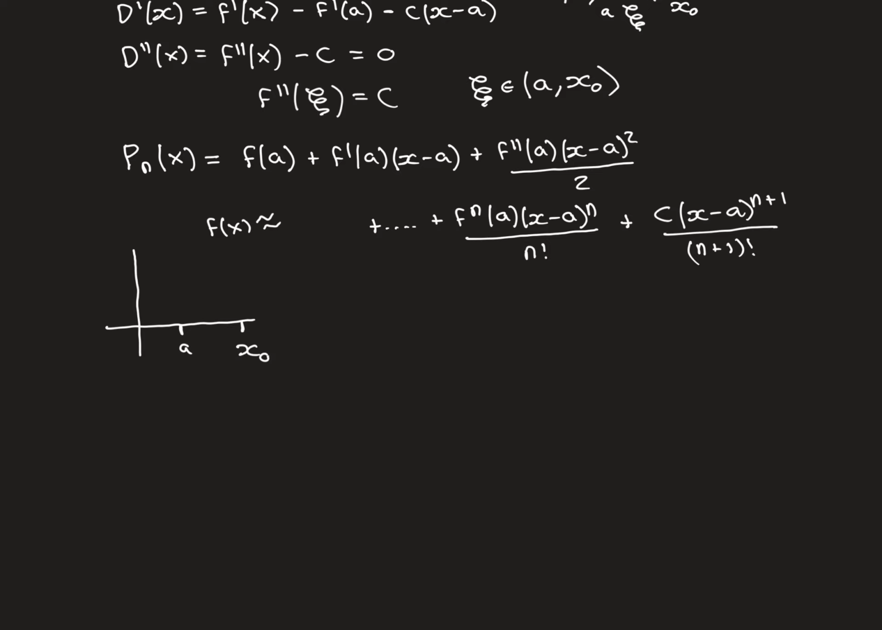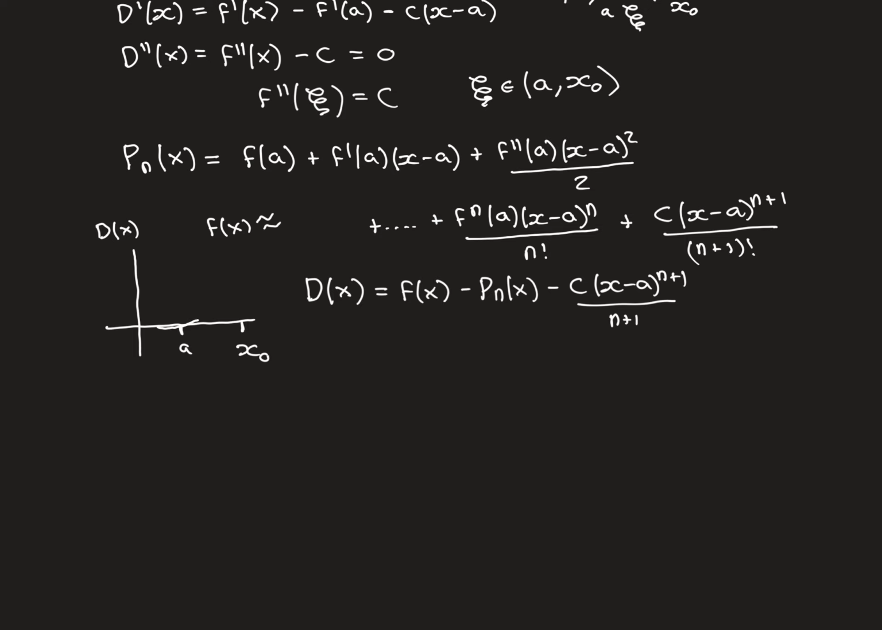Same argument as before. We're going to construct this difference. So d of x is going to equal f of x minus the nth Taylor polynomial, and then minus our correction term, so c times x minus a to the n plus 1 over n plus 1 factorial. And now, because we chose that c so that it was right at x0, what we can say is if we draw d on here, and I'll try and do a better job of drawing d this time.